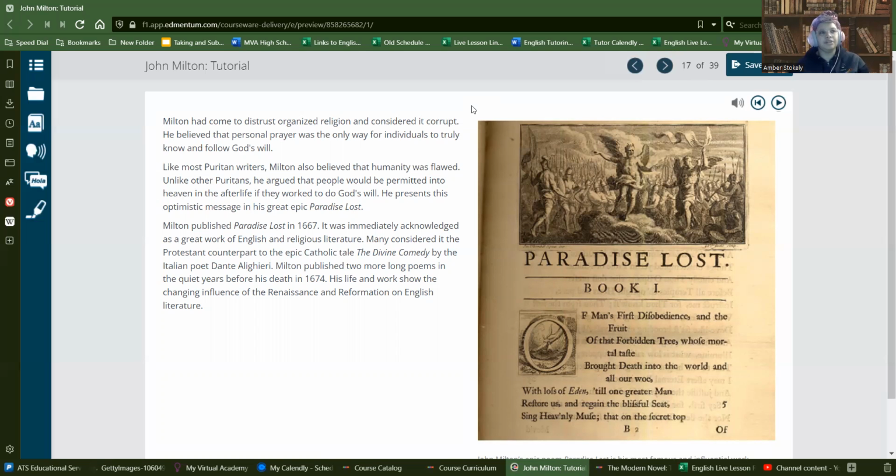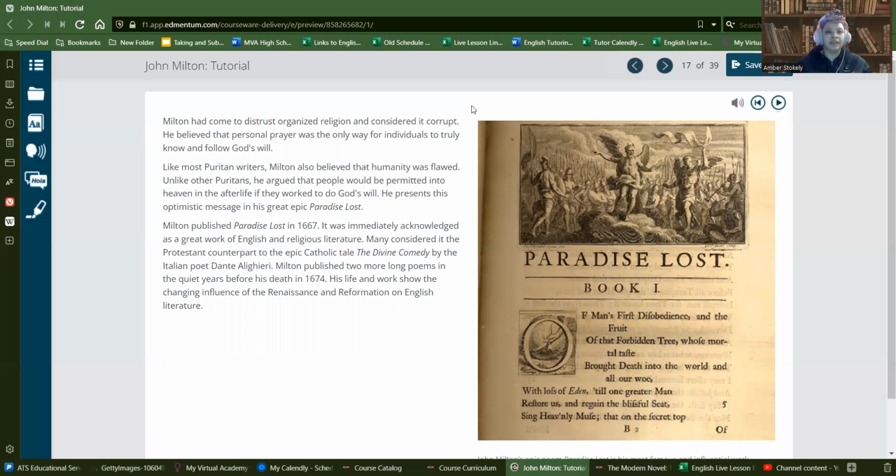They pretty much considered it to be the Protestant counterpart of the Divine Comedy. So the Divine Comedy is basically by Dante. It's famously known for describing the different circles of hell on a journey. It's the novel and epic poem that a lot of the modern media around hell is centered around.